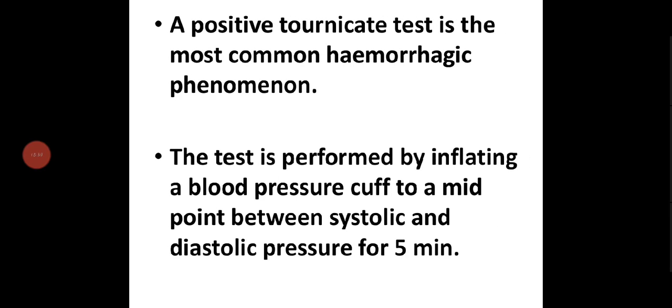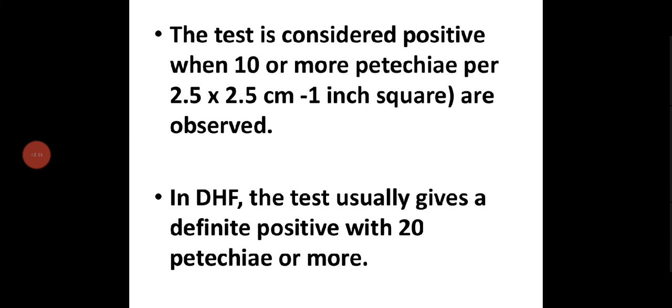Positive tourniquet test is the most common hemorrhagic phenomenon. When you tie the tourniquet, you can see there will be a light pale color compared to the surrounding skin. The test is performed by inflating a blood pressure cuff to a midpoint between systolic and diastolic pressure for 5 minutes. The test is considered positive when 10 or more petechiae per 2.5 by 2.5 centimeter are observed.